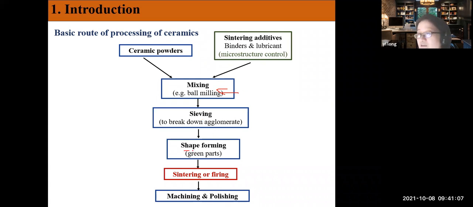So there's a name here: green parts. Green parts means you haven't baked yet. It's just like a green papaya, it hasn't ripened yet, hasn't baked yet. Then the essence is sintering. You put it inside the oven and heat it up at high temperature to make it solidified. And the last one is machining and polishing.